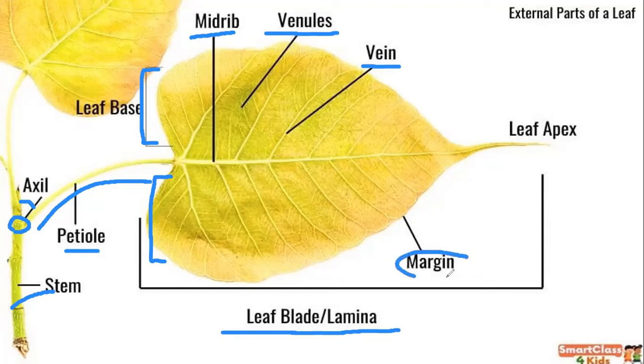We also have the margin. The margin is the perimeter of the leaf between the apex and the base. And lastly, we have the leaf apex. It is the protruding part of a leaf.